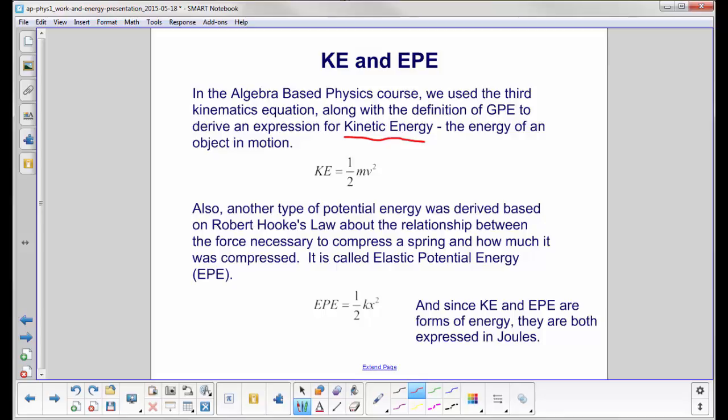Another type of potential energy was derived based on Robert Hooke's law. This gave the relationship between the force necessary to squeeze a spring together and how much it was compressed. That is called elastic potential energy, 1/2 kx squared. Both of these are forms of energy, and they are both expressed in joules.